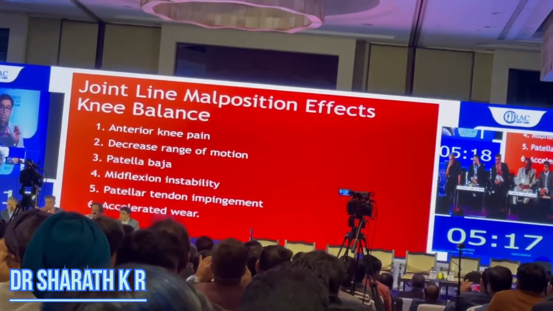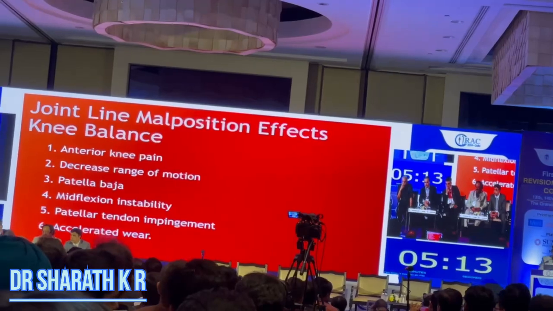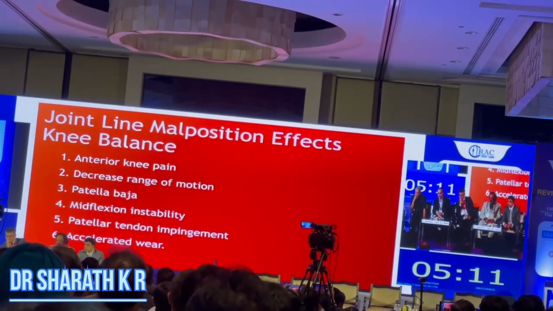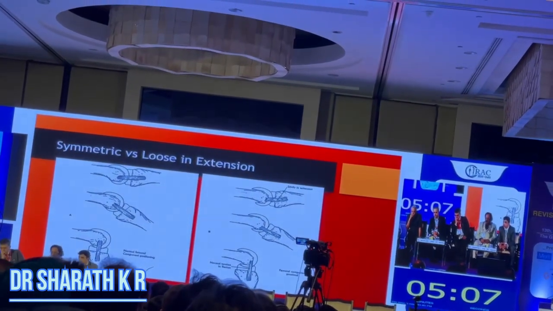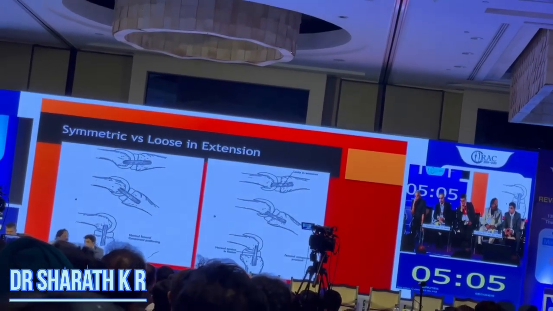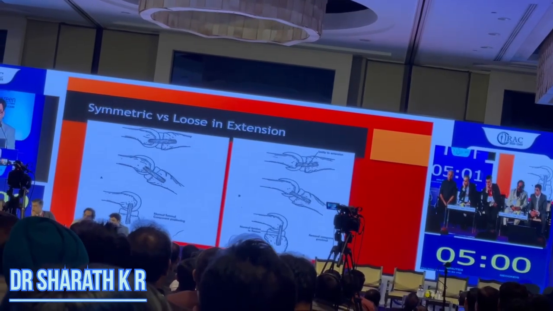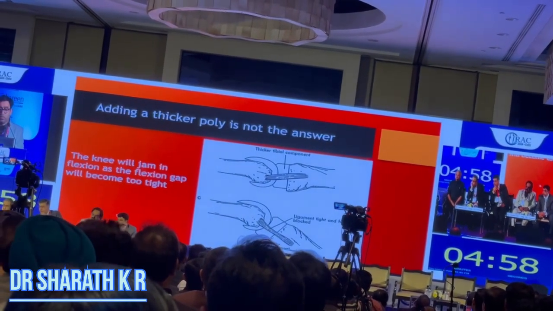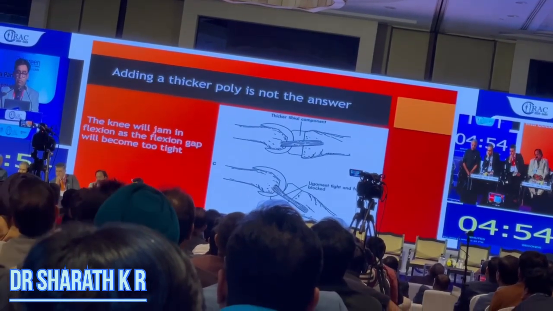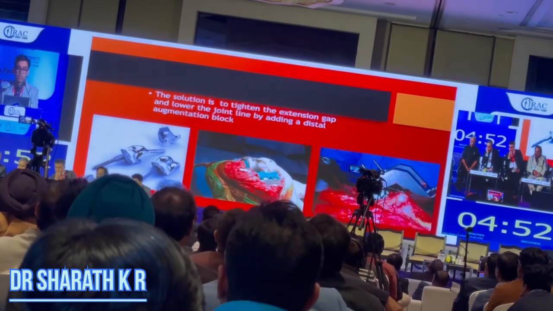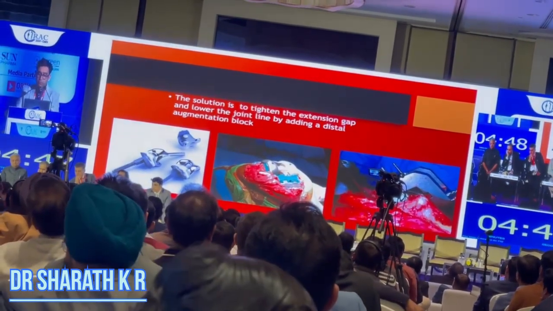So what are the symptoms? There will be anterior knee pain, decreased range of movement, patella baja, mid-flexion instability, patellar tendon impingement and accelerated wear. So you can see that in the picture here, symmetric versus loose in extension. If it is loose in extension, adding thicker poly is not the answer. The knee will jam in flexion as the flexion gap will become too tight. So the solution is to tighten the extension gap by lowering the joint line by adding a distal augmentation block.